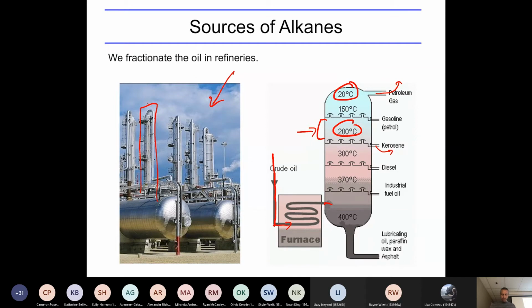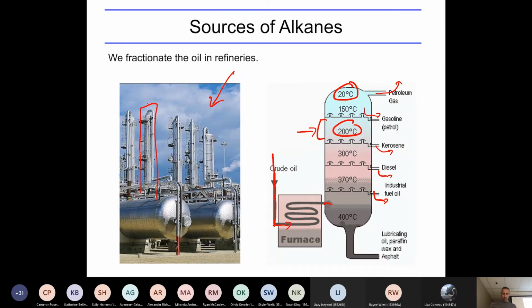We have the 300-degree fraction is diesel. Industrial fuel oil, this is what people will often burn for heat. Things like furnace oil, or sometimes bunker C is another one. It's a really dirty version of this. Up here, gasoline. And gasoline is the most valuable fraction because everyone needs it for their cars.